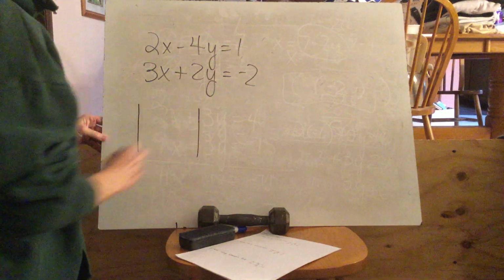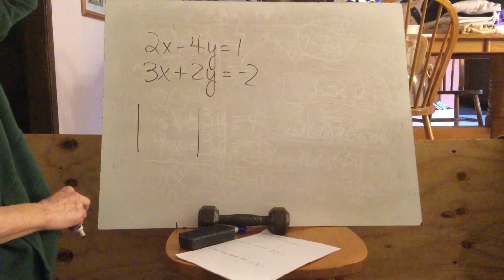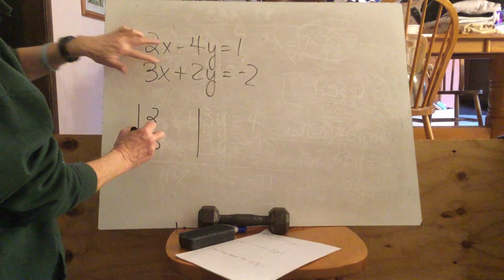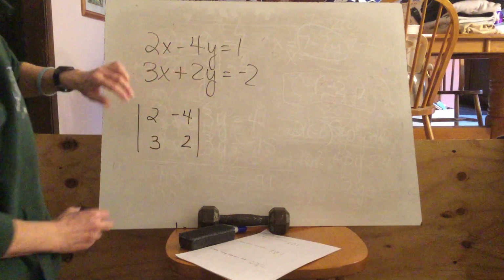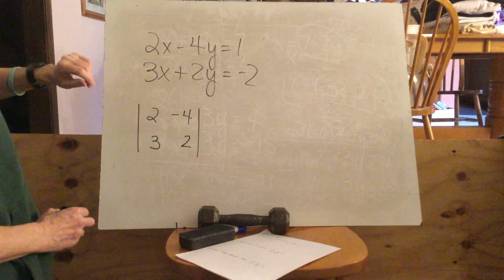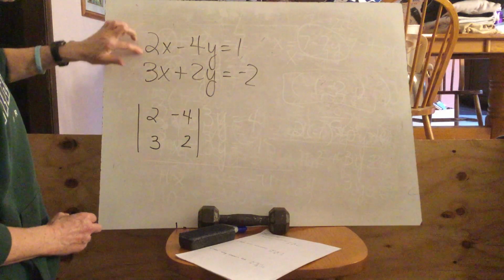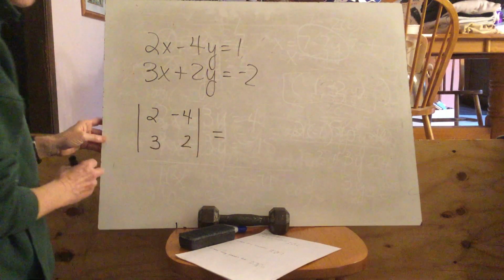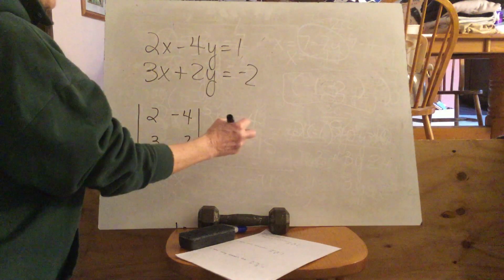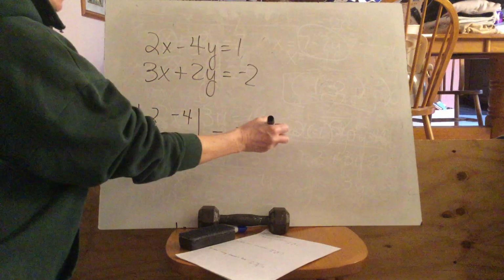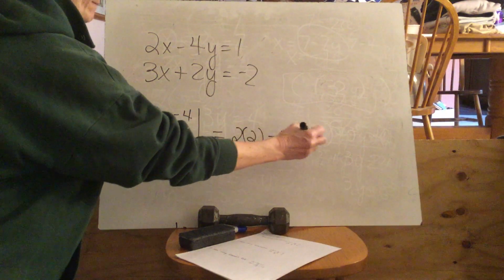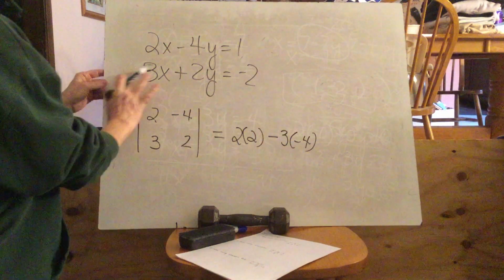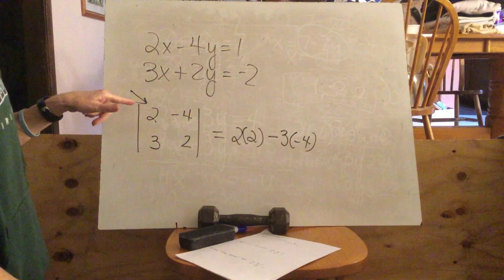Well, Cramer's Rule involves determinants. So the first thing you're going to want to do is set up a determinant with your x coefficients and your y coefficients. Please make sure everything is lined up nicely in the problem, but x is 2, 3, y is negative 4, 2. All right, and we're going to evaluate that determinant. So we take 2 times 2 and subtract 3 times negative 4. So when you evaluate a 2 by 2 determinant, you start right here. When you evaluate any determinant, you start right here.